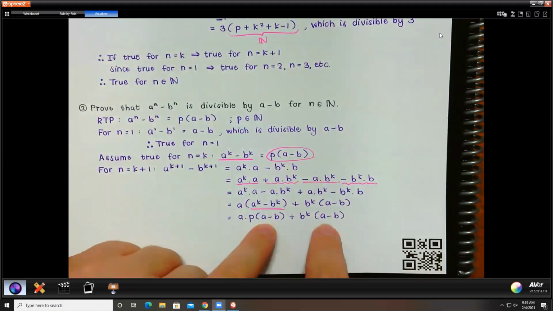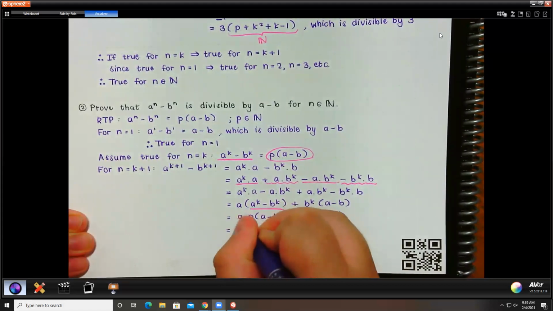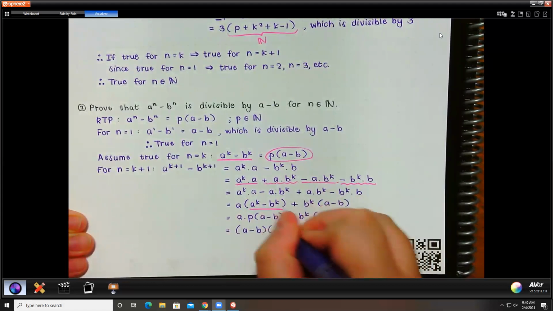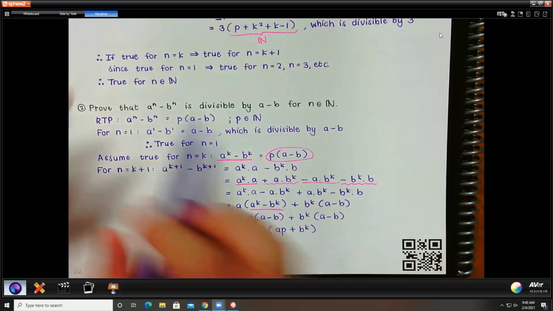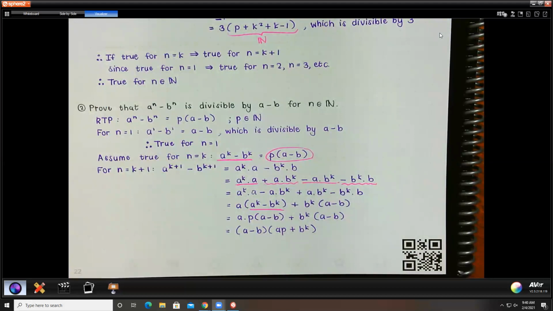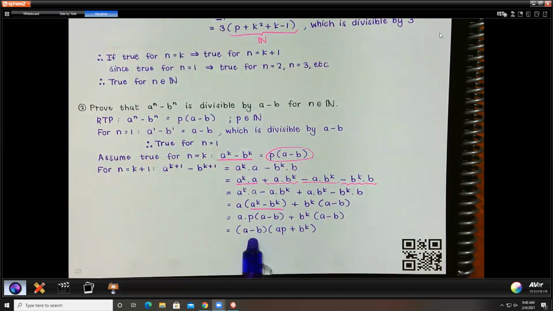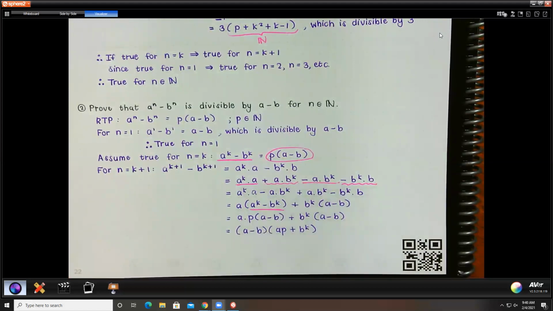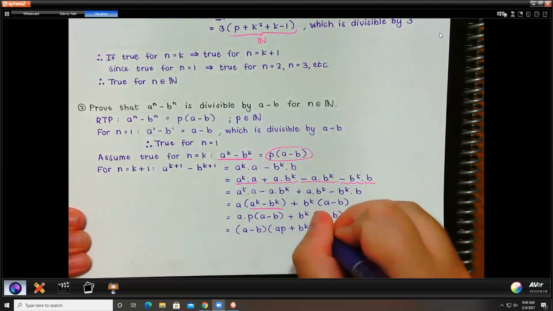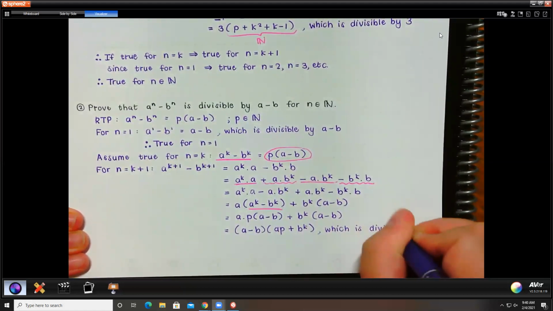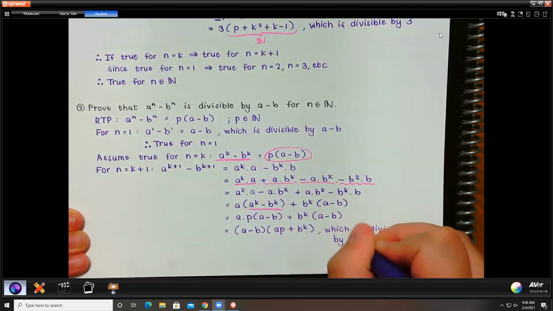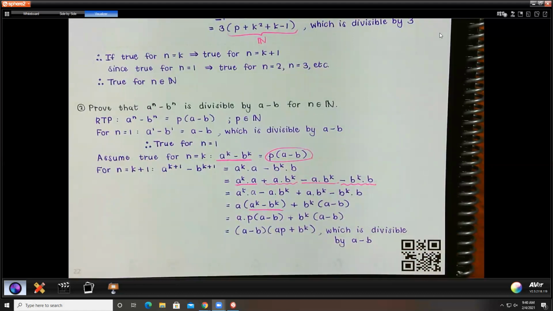A minus b is a factor of both of these terms, so I can take it out as a common factor. A minus b. From the first term, I'm left with ap, and from the second term, I'm left with b to the k. All right, p is a natural number, k is a natural number. A and b here also represent natural numbers because that's how it was given, all of those variables. So what does that mean? If I can take a minus b out as a common factor, then obviously this whole expression is divisible by that factor, a minus b. Fantastic, we've proven it.